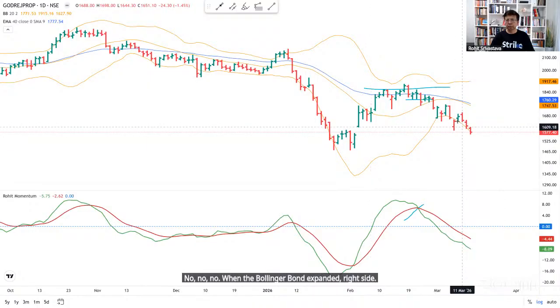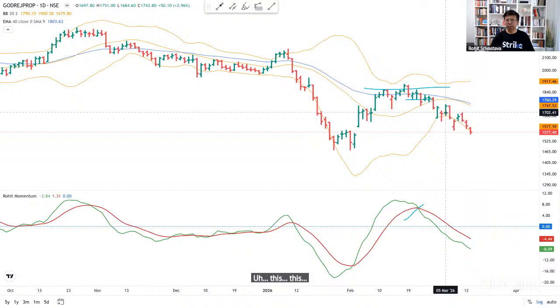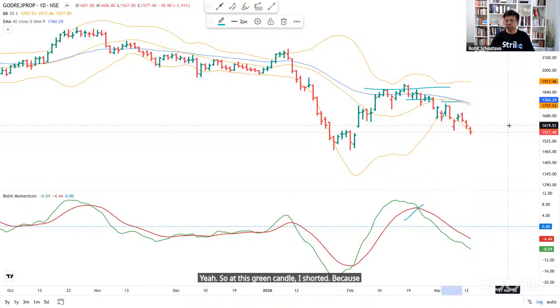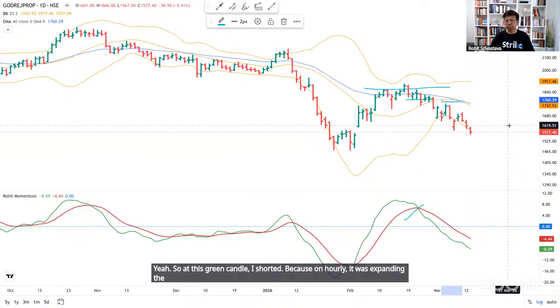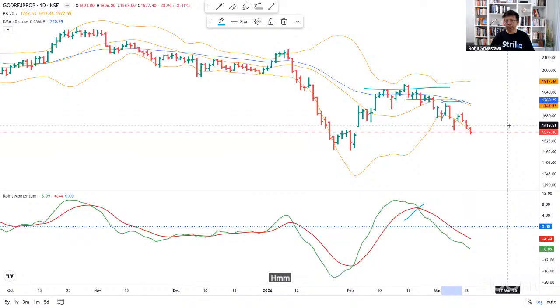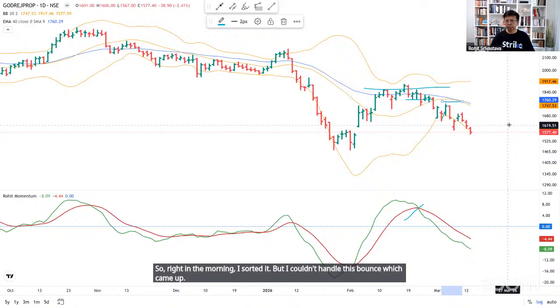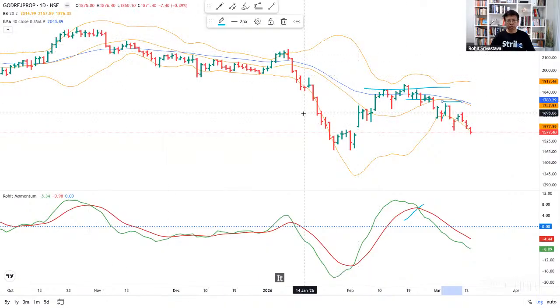So at this green candle, I shorted, because on hourly the Bollinger Band was expanding. I know it will fail. So right in the morning, I shorted it. But I couldn't handle this bounce which came up. It was more like a psychological thing.